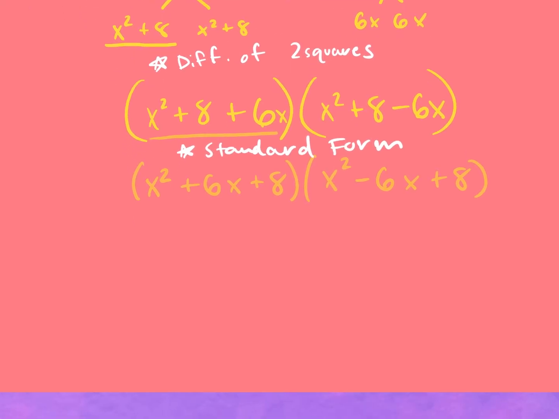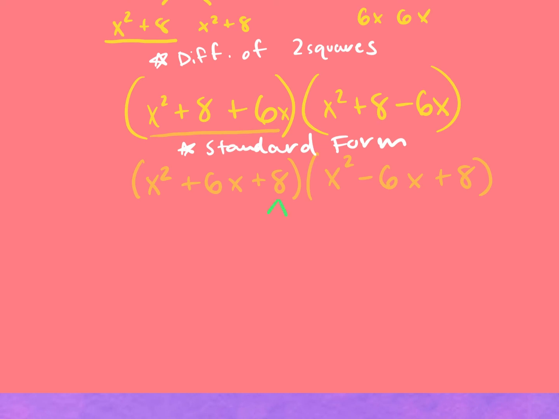So let's see if we can factor. Do I have two factors of 8 that add to 6? 4 and 2. So in my parentheses, I have x plus 4 and x plus 2. In my second set, do I have two factors of 8 that add to negative 6? Negative 4 and negative 2. So in my parentheses, I have x minus 4 and x minus 2. So this would be my answer.